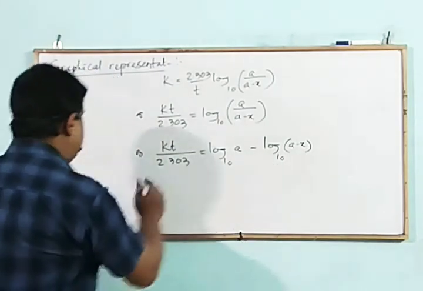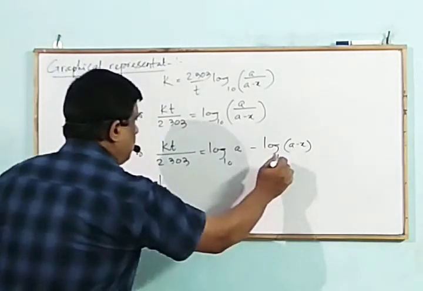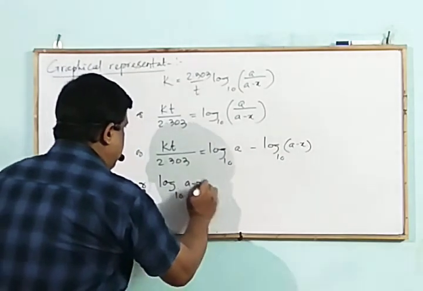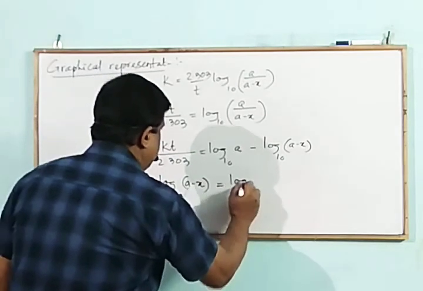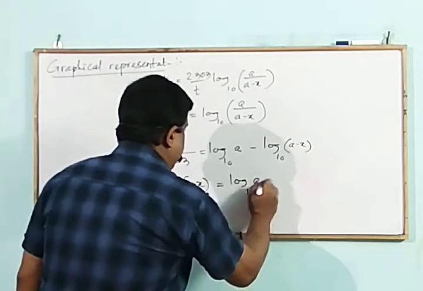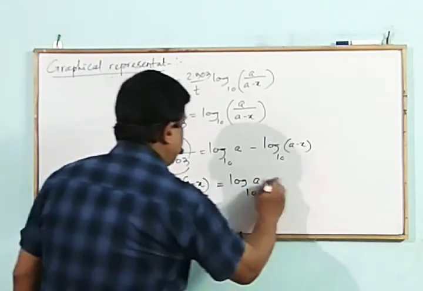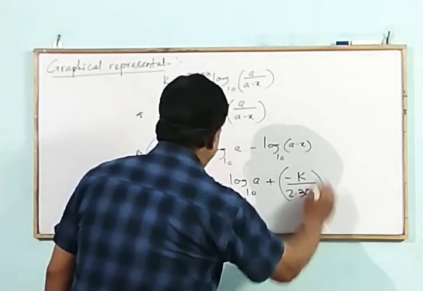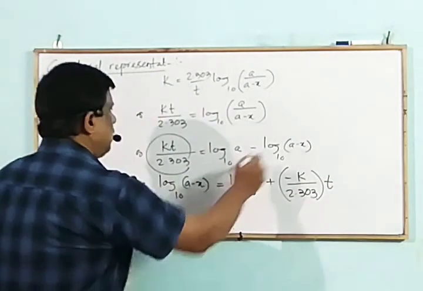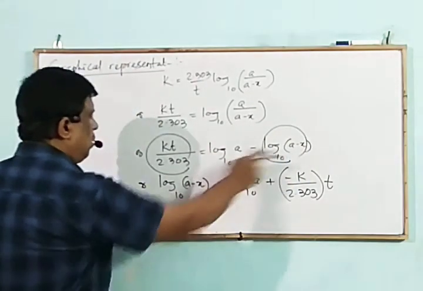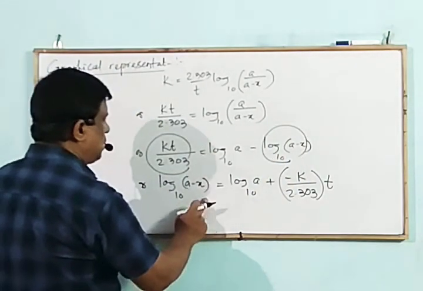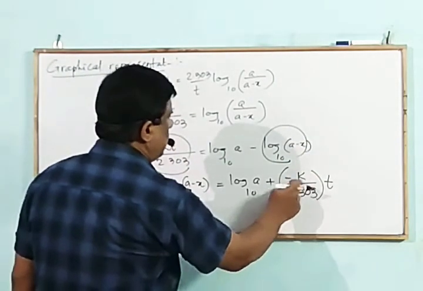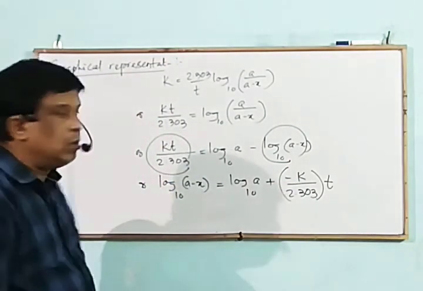We have, mark that, log base 10 a minus x is equal to log base 10 a minus k by 2.303 into t. Mark that. This term moved to this side, so log a minus transfers to plus log 10 a minus x. This one remains as such. This term moves to this side, so plus transfers to minus, minus inside. I represent this one.